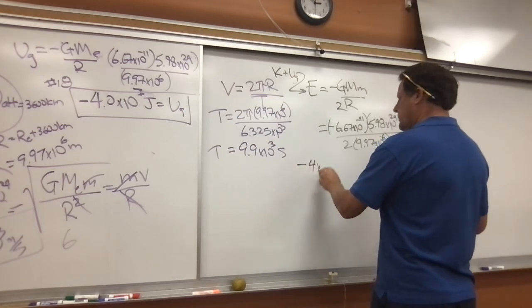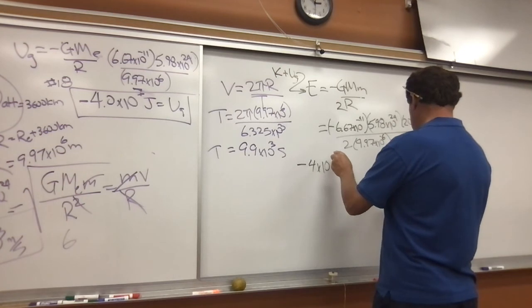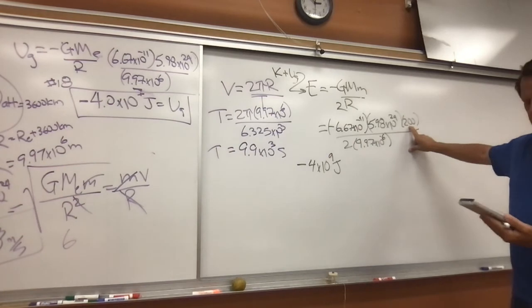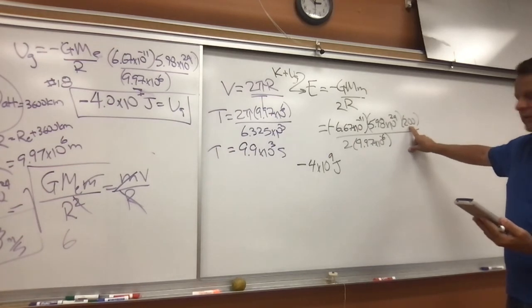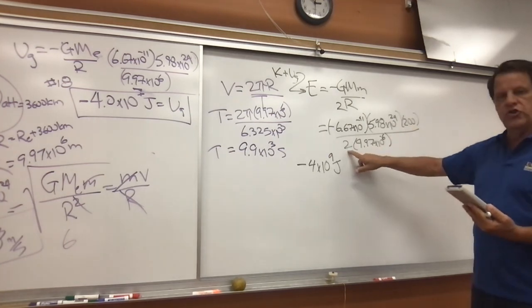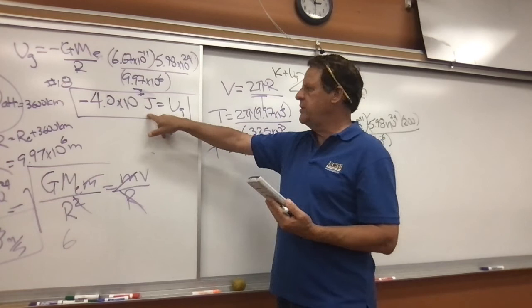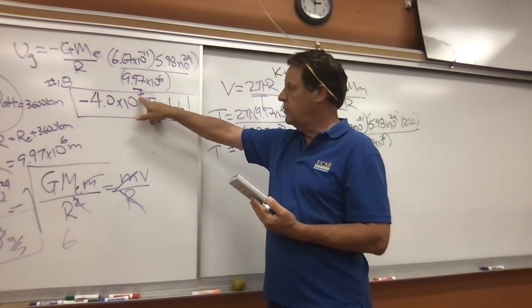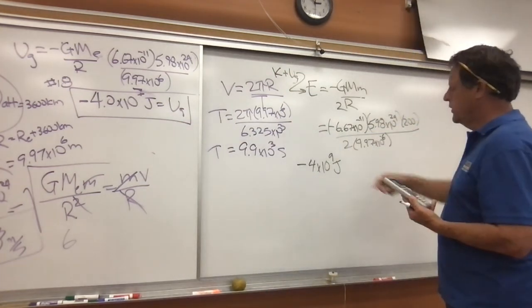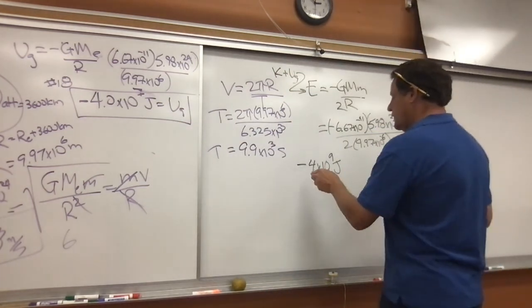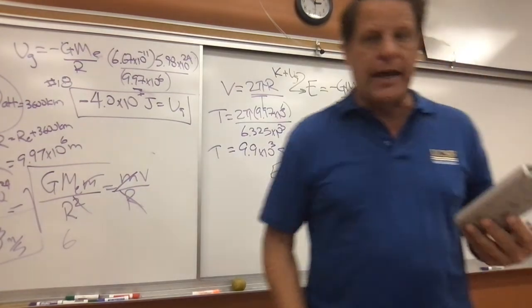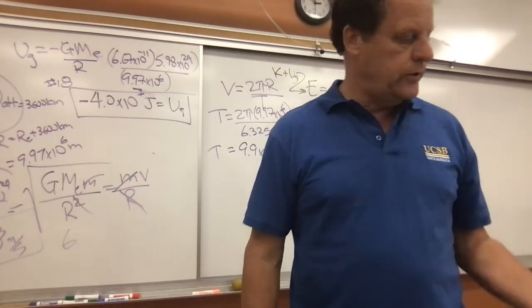negative 4 times 10 to the 9th joules, because we multiplied this by 200, and we divided by 2, so we end up having the same number, except it goes up by a factor of 2 magnitudes, and this 2 and this 2 sort of cancel each other out. All right, so this is the total energy of that satellite at that altitude.